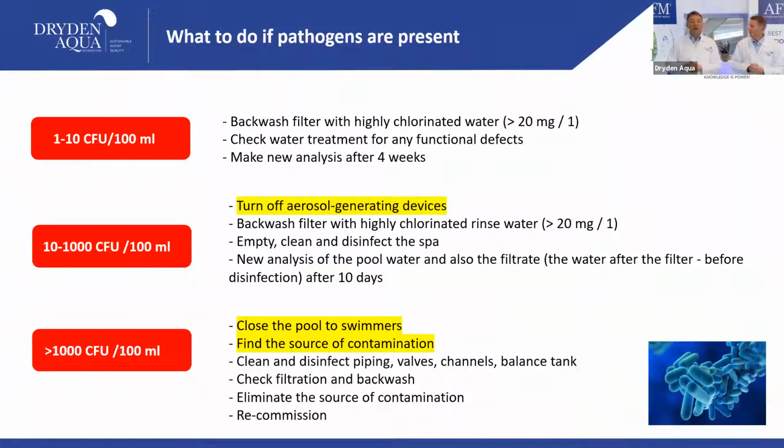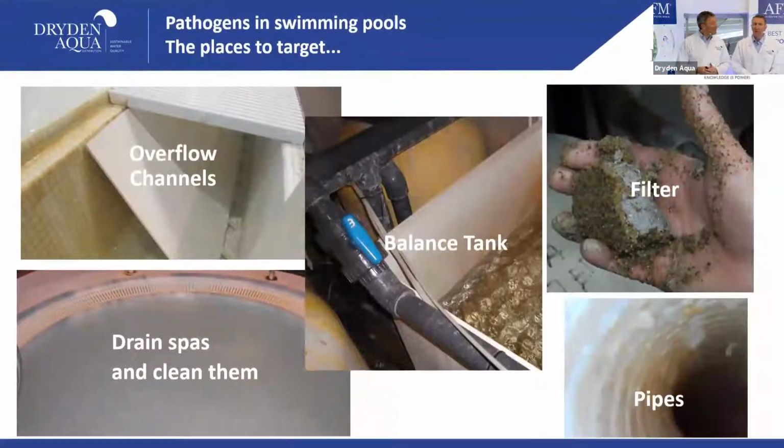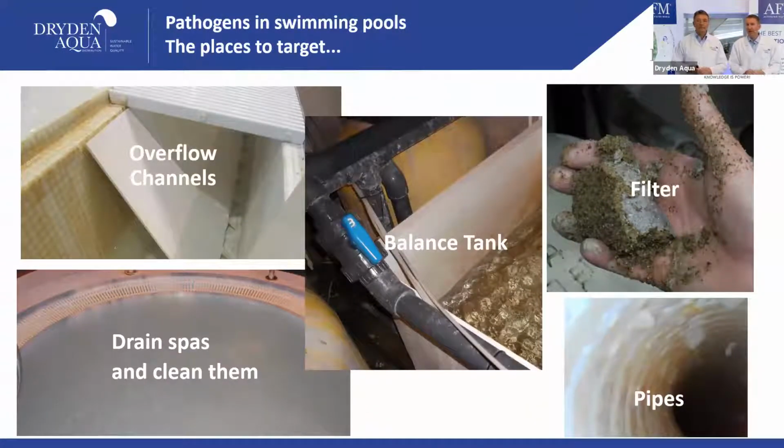Eliminate the source of contamination, and then you can go back to normal and restart. So it's really about finding the source of contamination. So how do you do that? Okay, so where can pathogens grow?